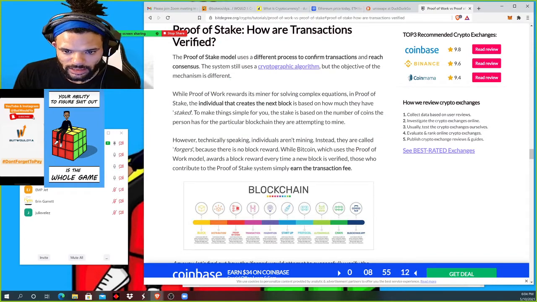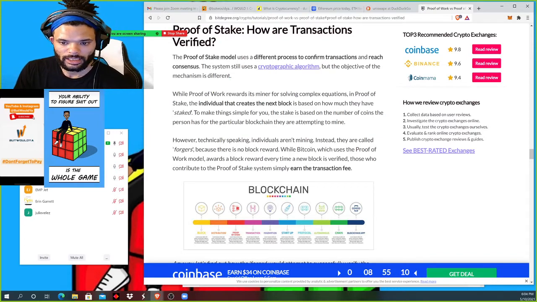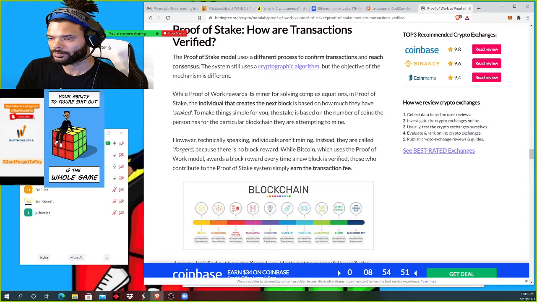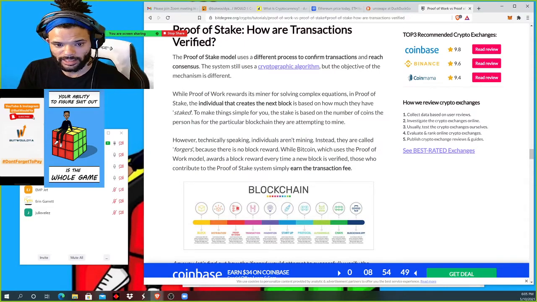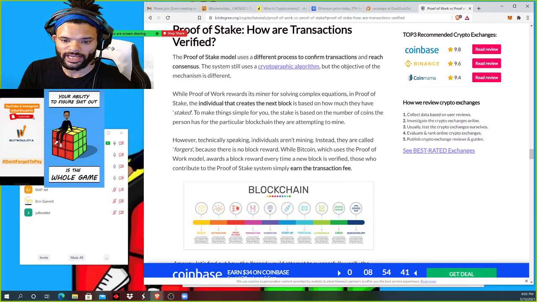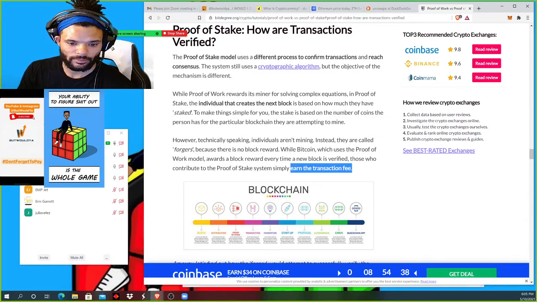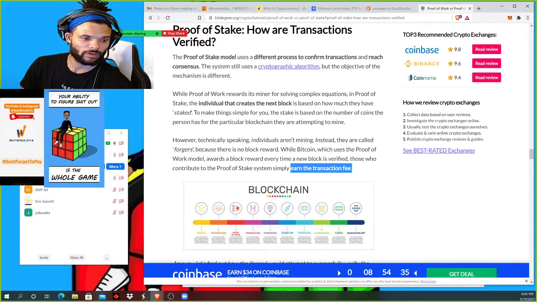However, technically speaking, individuals aren't mining, just like I said. Instead, they are called forgers because there is no block reward. While Bitcoin uses the proof of work model, which awards a block reward every time a new block is verified, those who contribute to the proof of stake system simply earn the transaction fee. Just like we were saying about the gas fee, for POW Ethereum, you had to pay that gas fee because that's how you pay the miners. Compared to proof of stake, we're going to make our money off the transactions, but the transactions are so low, and the way that you get the money is at random. So say we all are running our own stake pool.